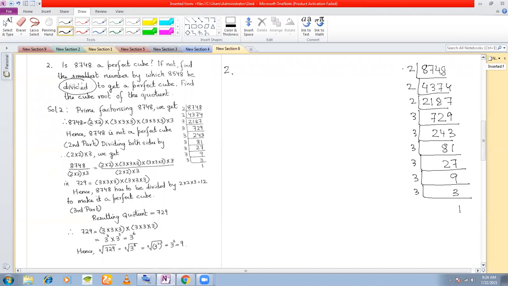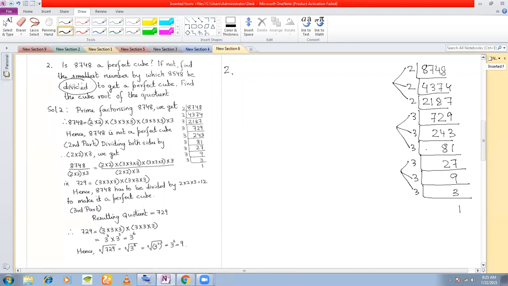Okay. Now arrange in triplets. First triplet, second triplet, third triplet. Right. So is it a perfect cube? Looks like it is a perfect cube. Have I made any mistake? No, this looks fine.